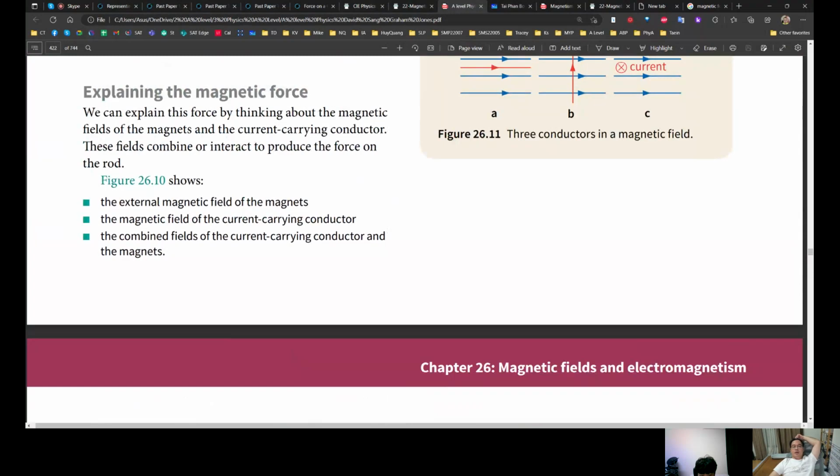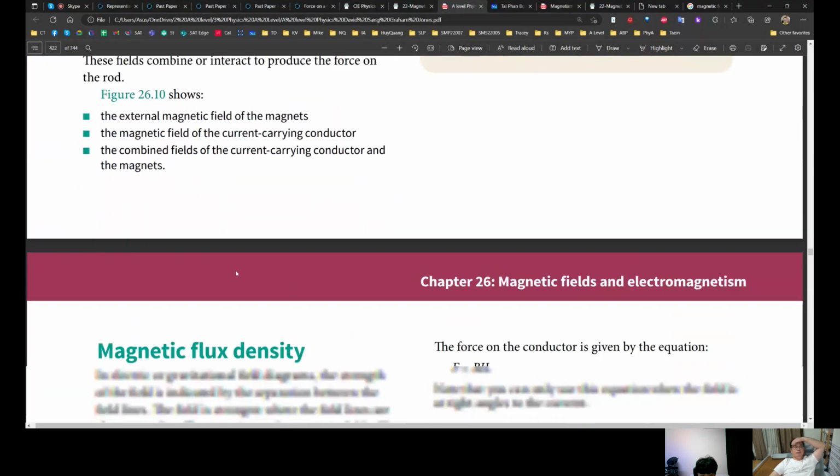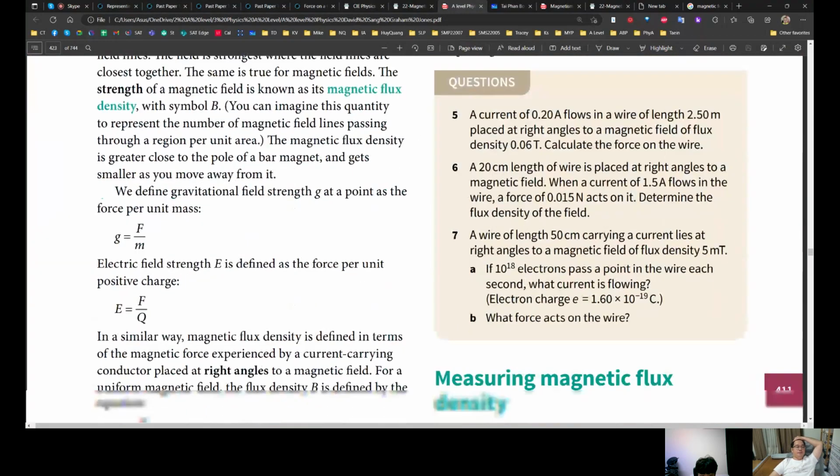These fields combine or interact to produce the force on the rod. The external magnetic field, the magnetic field of the current conductor, and the combined fields. Magnetic flux density.